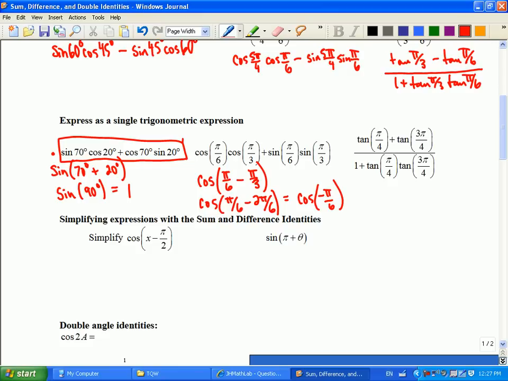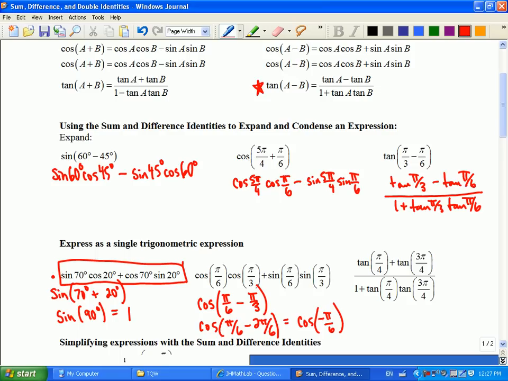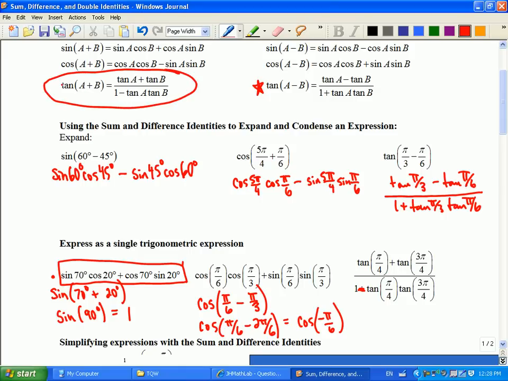Okay, and then the last one, this one, there must be a typo on this one. Let's just say, I'll have to make an update, but let's just say that this was supposed to be negative. Oops. So the tangent identity that I'm going to be working on is this one here. So it'll be the tangent of pi over 4 plus 3 pi over 4. So that's the tangent of pi.